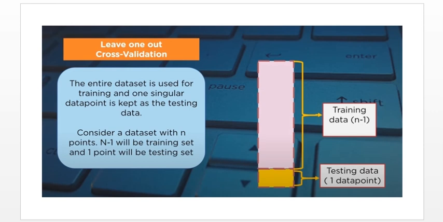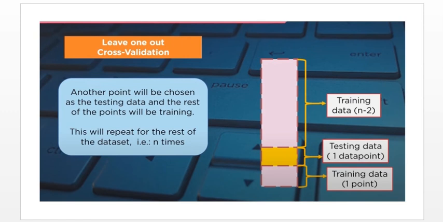After the 1 point is done with testing, we move on to the next point, that is another point is chosen as a testing data, and the rest of the points will be used for training, and this process will be repeated for the rest of the data set, that is n times. Then we calculate the average performance metric across all iterations.